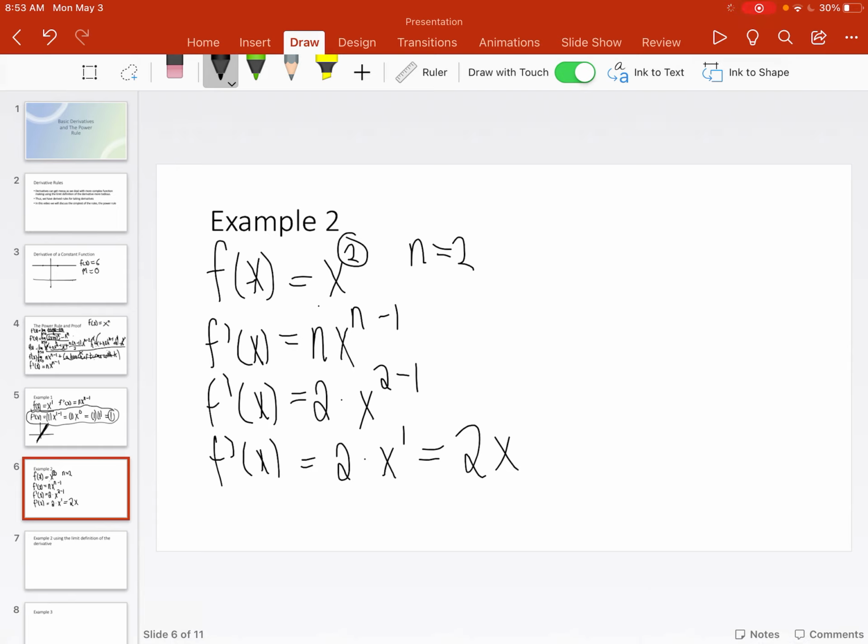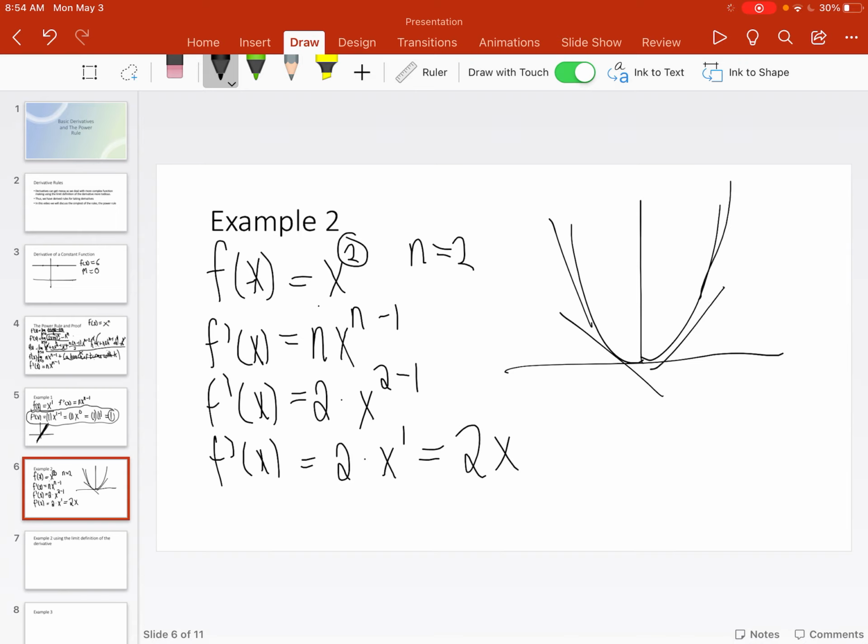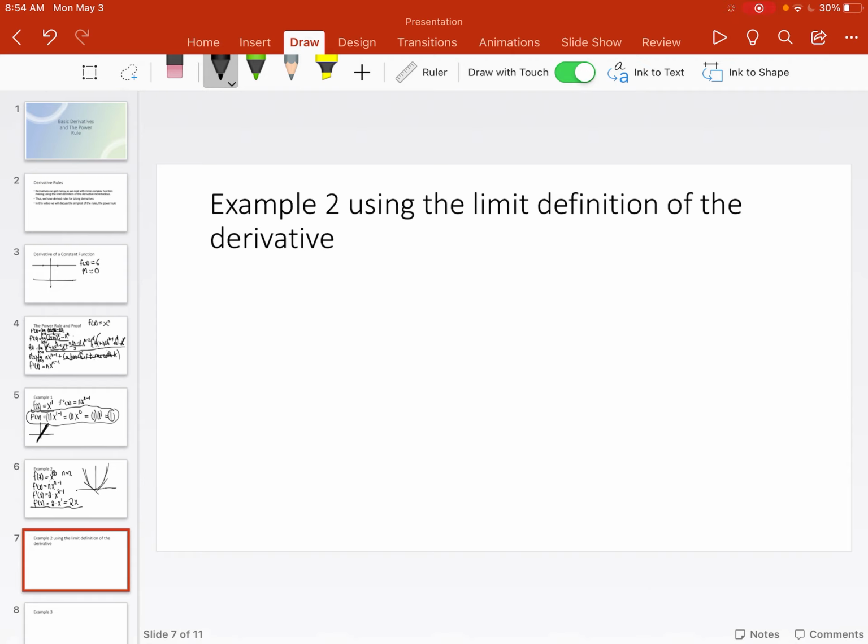Real simple, real easy, and we discussed in the limit definition of the derivative that because x squared is a parabola, the slope of the tangent line changes at different points on this parabola. So this gives us a function that will tell us the slope of the tangent line at different x values on this parabola. So, does this match with what we found in the limit definition of the derivative?